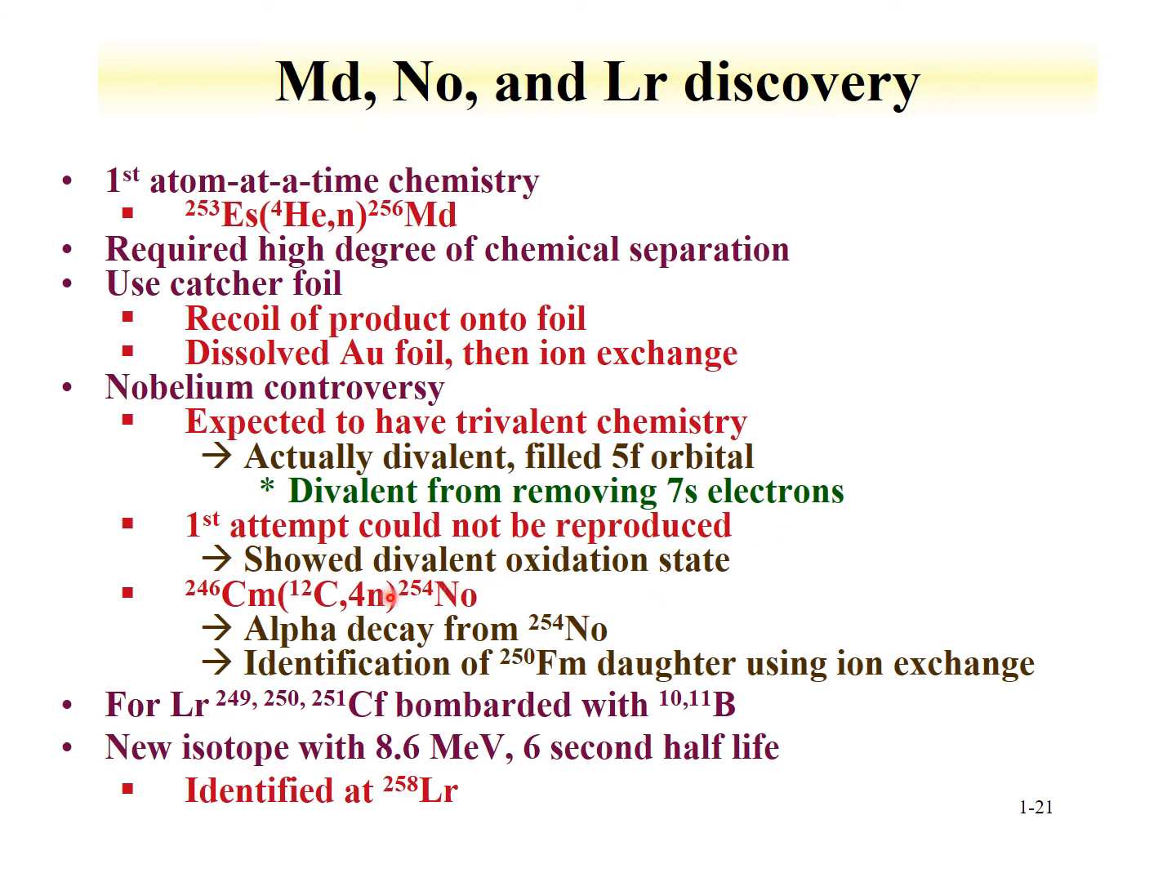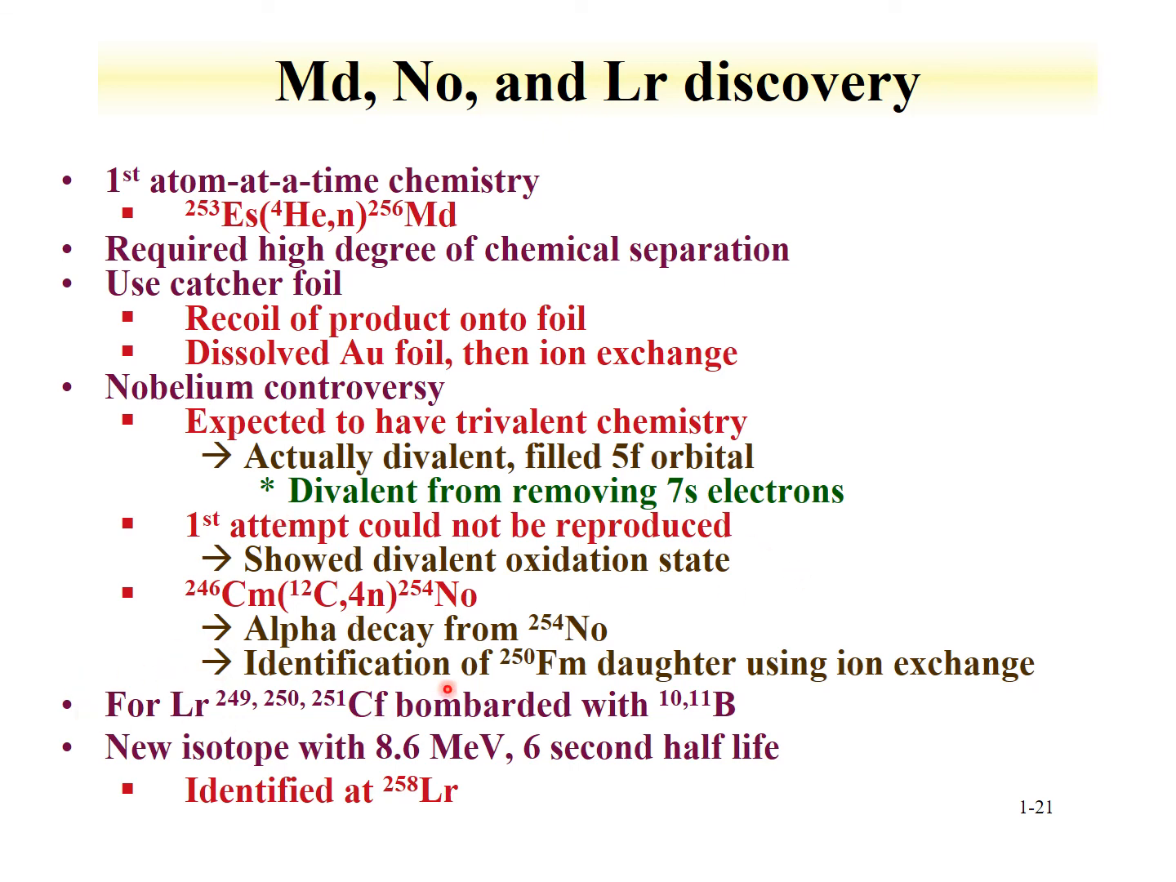The final eventual reaction was shown here, where curium-246 was bombarded with carbon-12, emitting 4 neutrons to make this 254 isotope of nobelium. There was an alpha decay of nobelium, and the daughter, the fermium, was identified by ion exchange. I was told by Glenn Seaborg that during this controversy, they knew that the Swedes who were doing the work wanted to name the element after Alfred Nobel. So as a joke, they called it nobelivium.